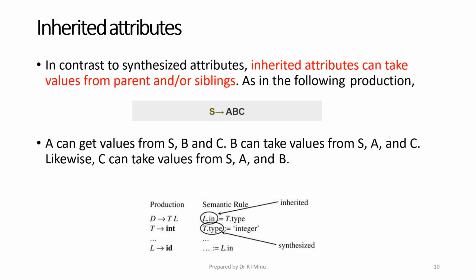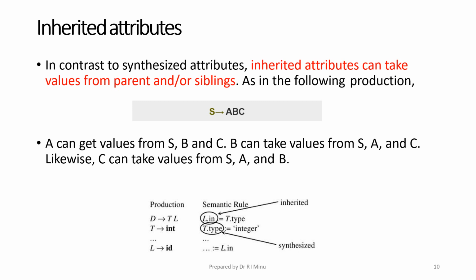So what are the semantic rules given here? This is an SDD, and there are semantic rules here. So L dot in equals T dot type. What does in represent? In is an inherited attribute. What is type? Type is a synthesized attribute. Here, in the productions, we can have inherited attributes as well as synthesized attributes, or otherwise only synthesized attributes. But in this example, we have both inherited attributes as well as synthesized attributes.